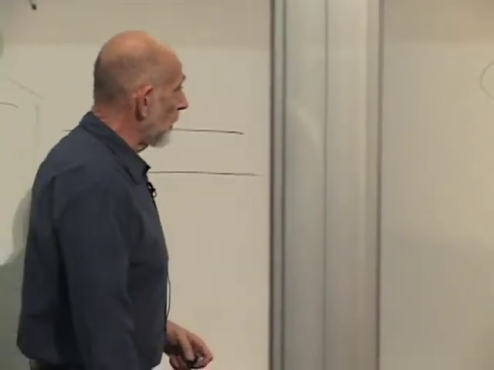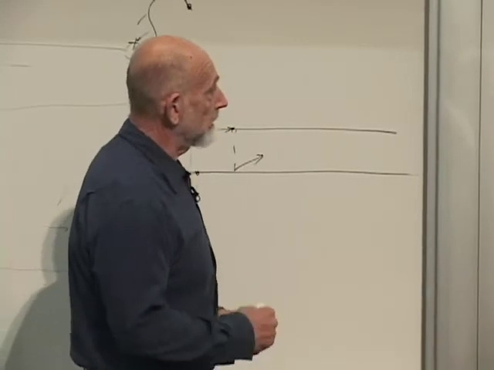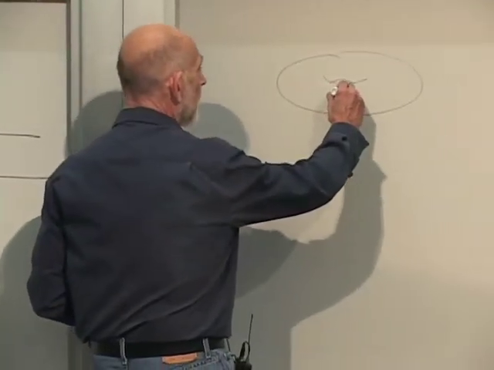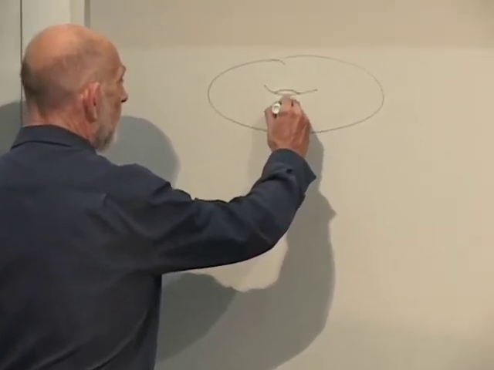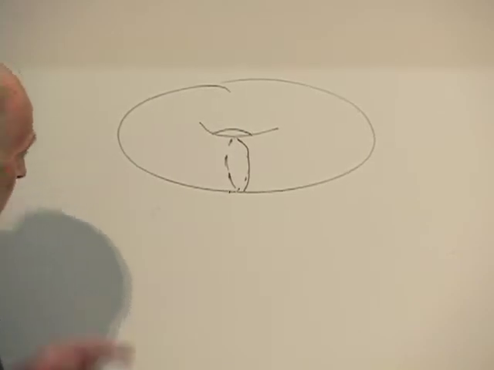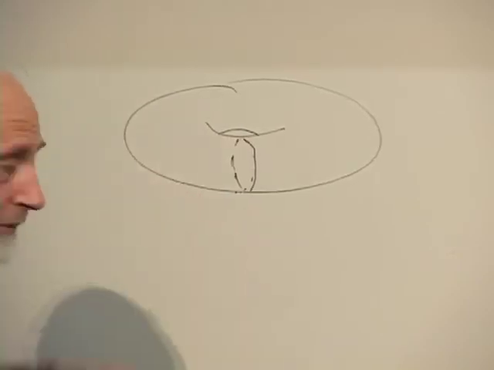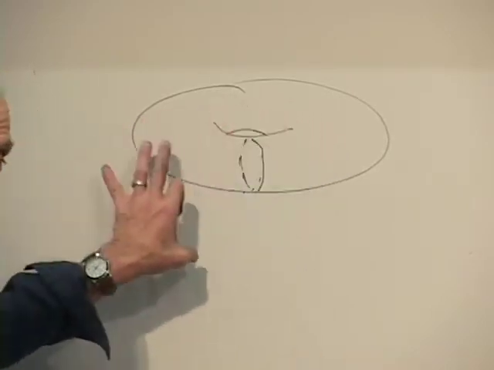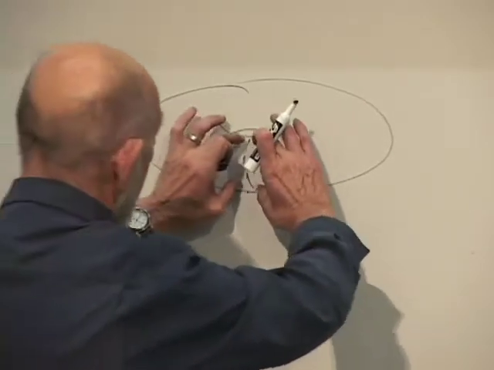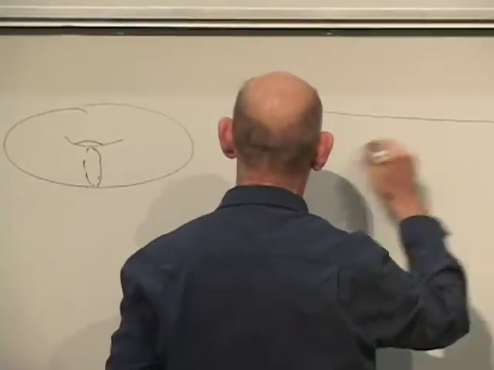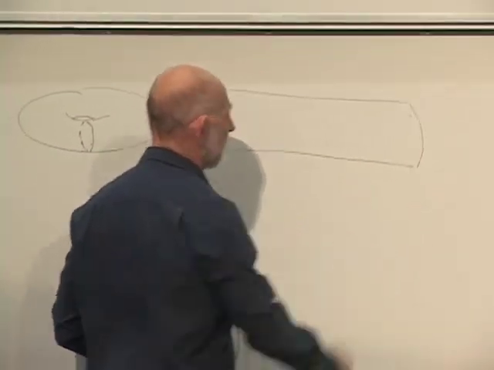Okay, there's a torus. And let me now do something to it. I'm going to cut it over here. I'm going to take a scissor and slice it around here. Now remember, we're not talking about the stuff that's inside the torus. We're only talking about the surface. Cut it and open it up. What does it look like? It looks like a finite piece of a cylinder, right?